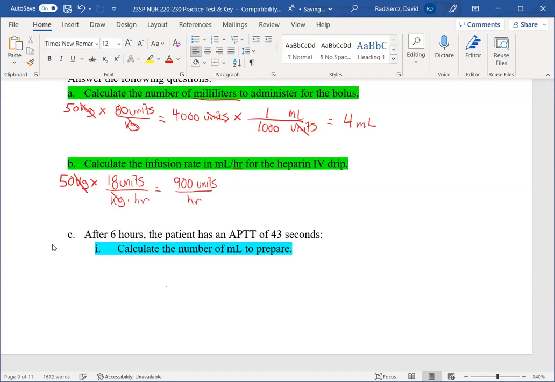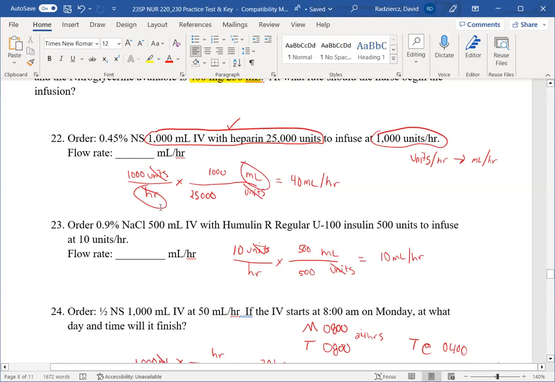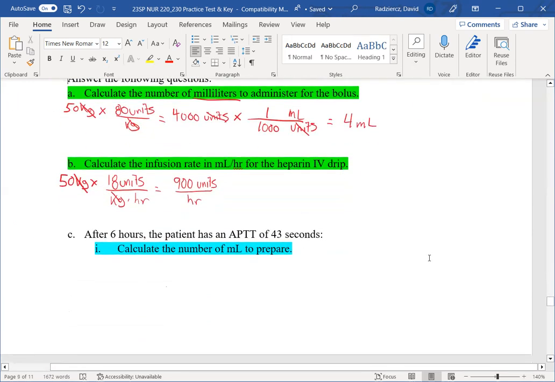Now you might be saying, hey, I remember doing something with units per hour. That's what questions 22 and 23 were supposed to be helping you out with, reminding you of converting units per hour to milliliters per hour. So this is exactly what you're doing here. So 22 is a good warm up to what you're doing right now. The step that you didn't know was how to get to the 1,000 units per hour, and in this instance the 900 units per hour. Okay, so 900 units per hour is what we have.